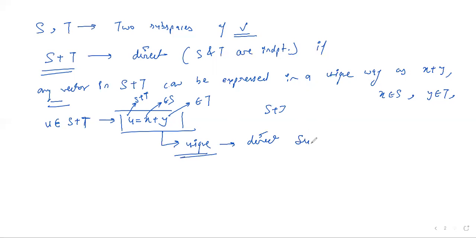Now we already know that if there are two subspaces S and T of vector space V, then the intersection of these two subspaces will also form a subspace of vector space V. Now I want to know whether the sum of these two subspaces, S plus T, is forming a subspace or not.